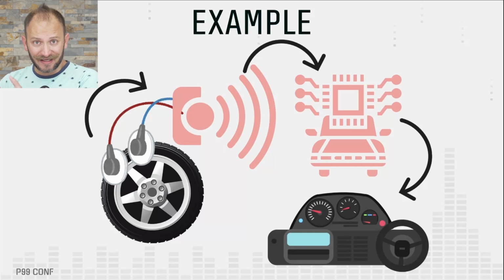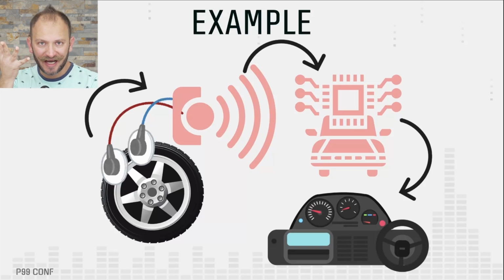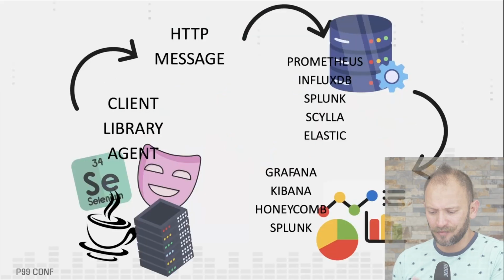Once this lands inside of the CPU of our car, because modern cars have CPUs and computers inside, it's transmitted into the dashboard, the monitoring platform that you have behind the wheel, where you can tell what things are happening. So I hope this example clears things up a little bit.